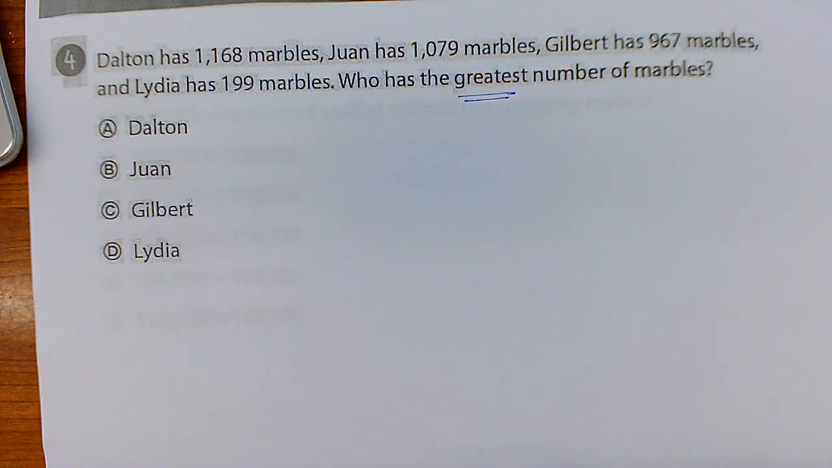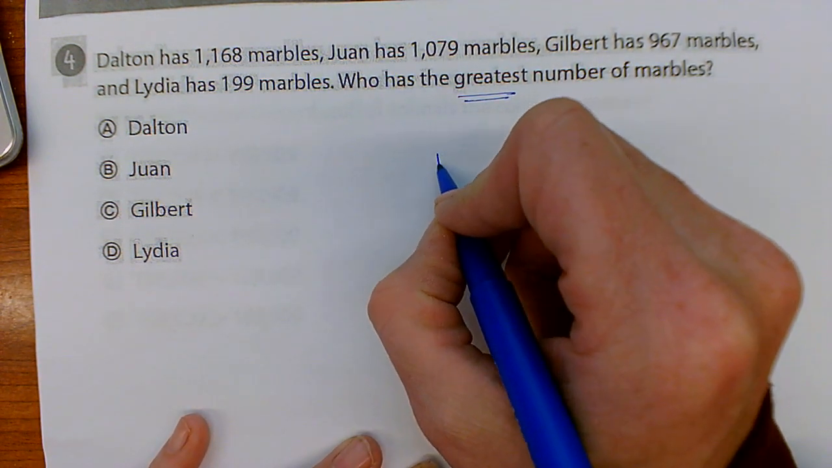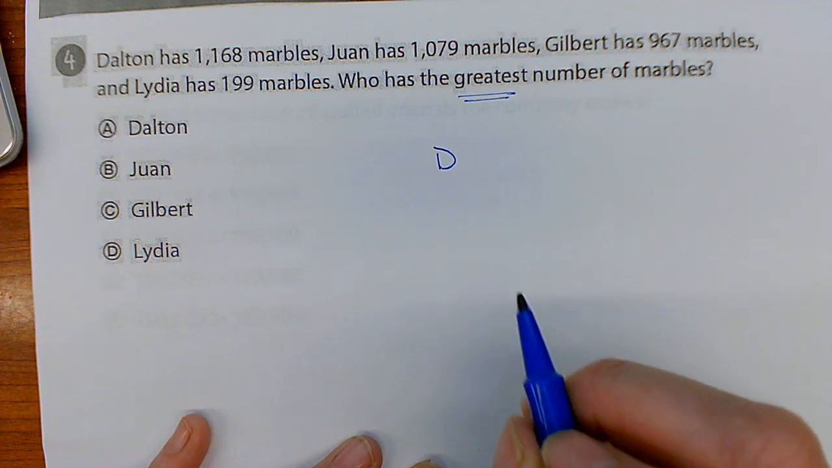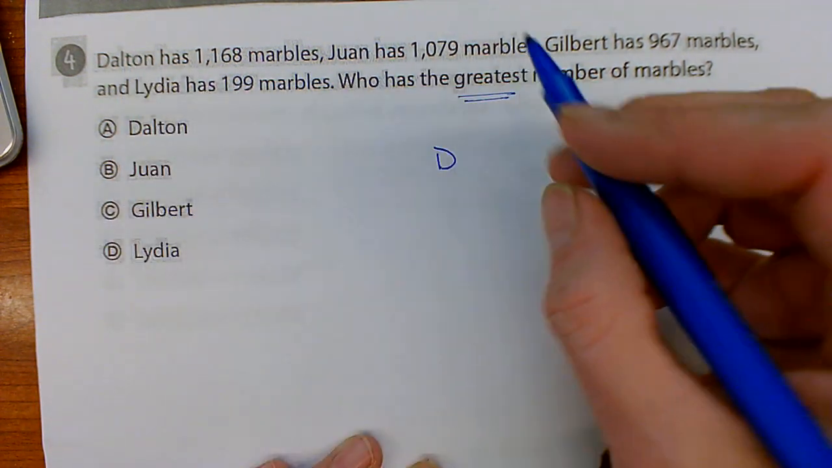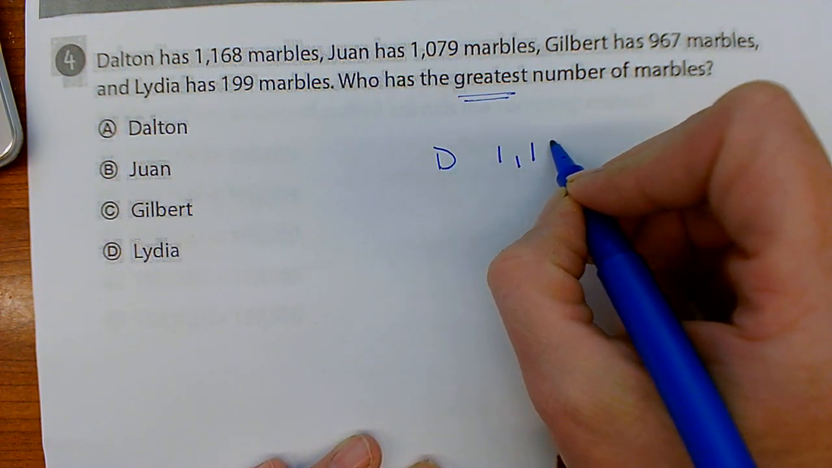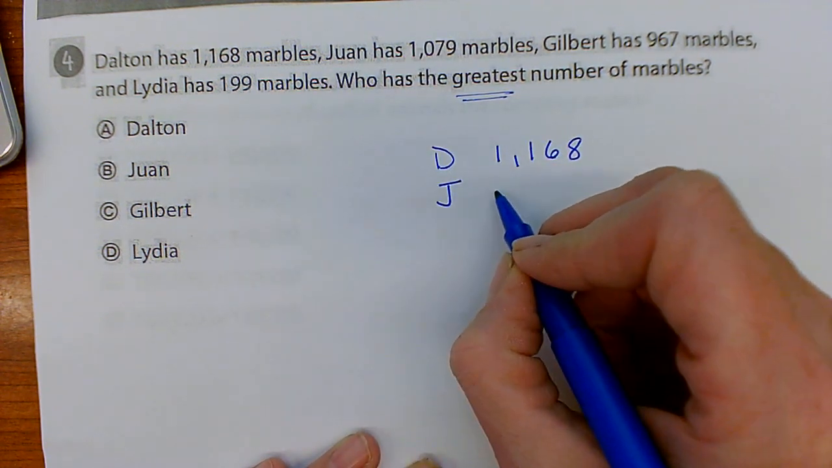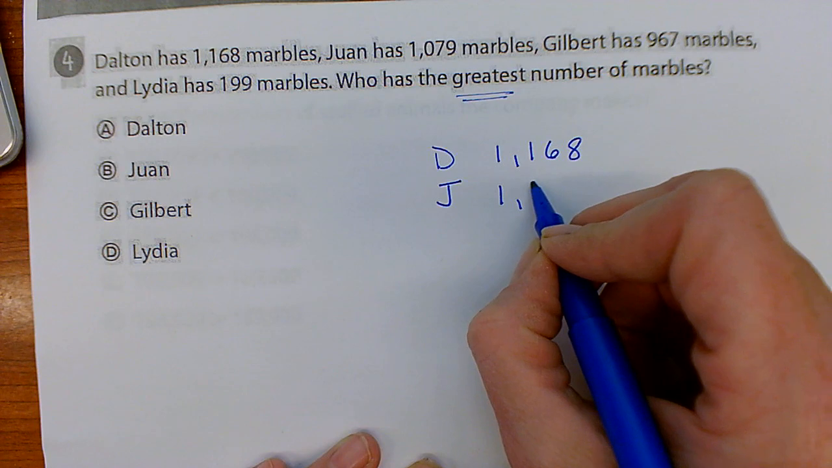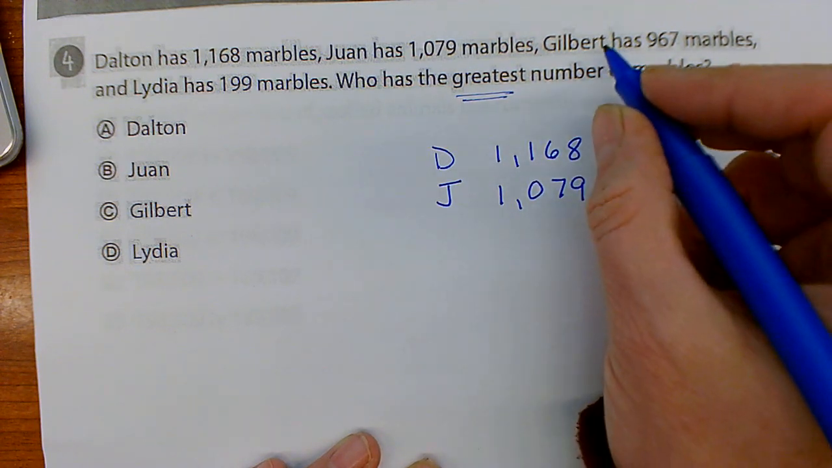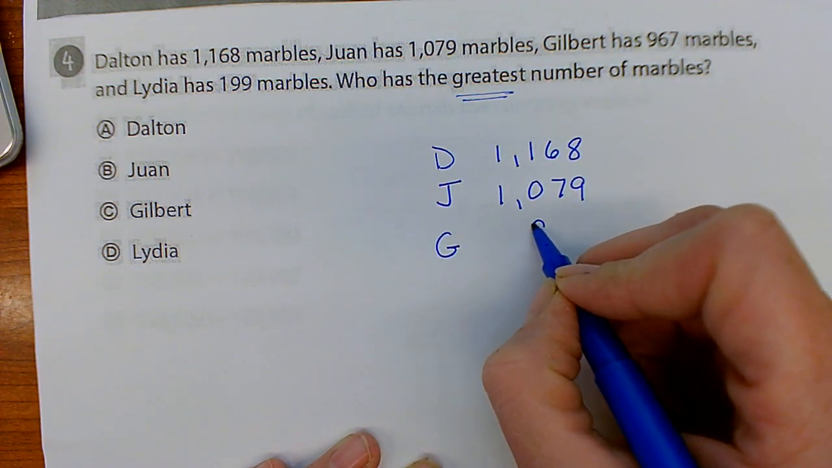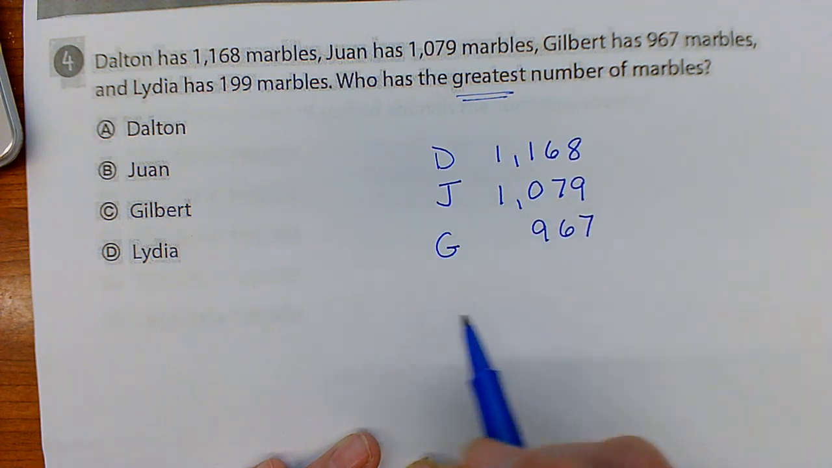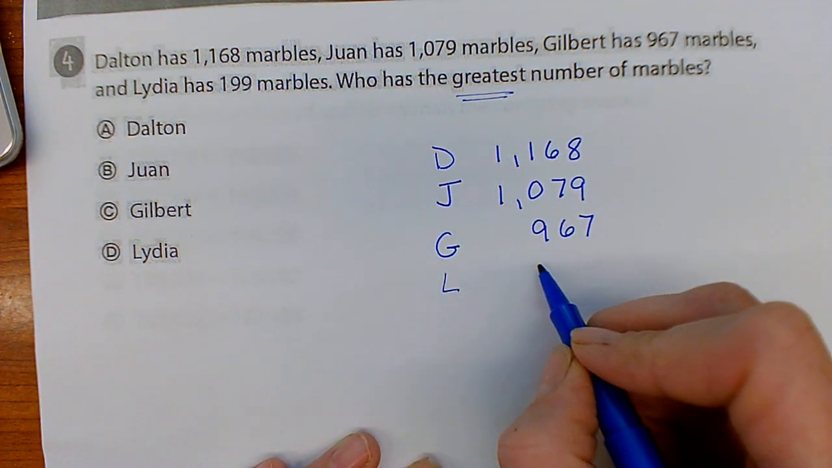So I'm going to do the same thing I would do if we had two numbers to compare. I'm just going to stack them. So I'm going to put their first initials next to them just so I can keep track. So Dalton has 1,168. Juan has 1,079. Gilbert has 967. And Lydia has 199.